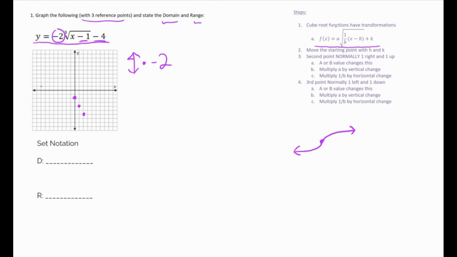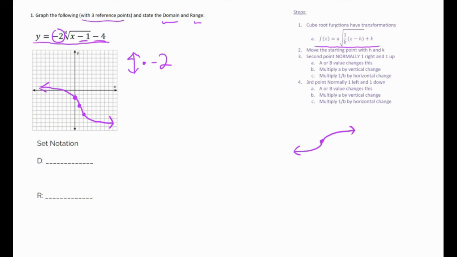So in this case here, the rest of this I'm just going to sketch, and in general it goes through these points here and goes from left to right. So as long as I have these 3 reference points that are very obvious, that show me the a value, the stretch, and the flip, we're good to go.